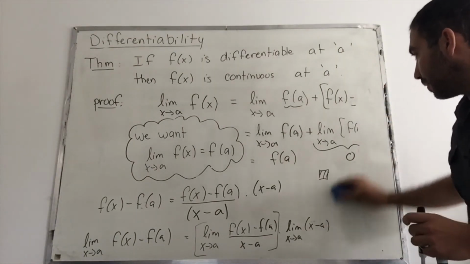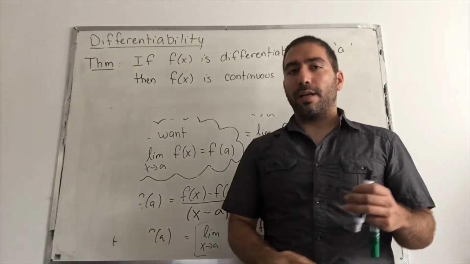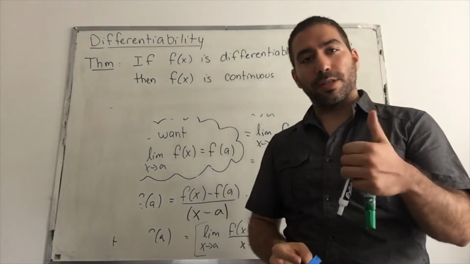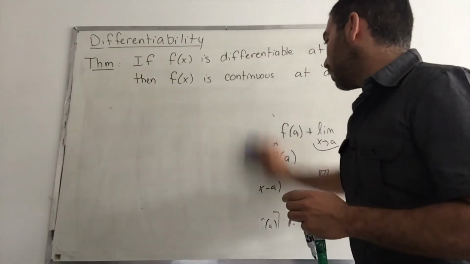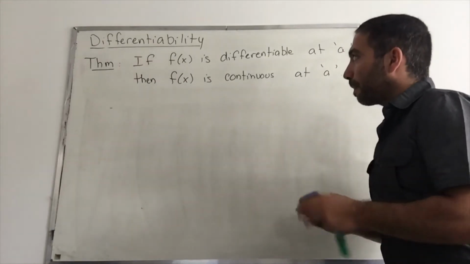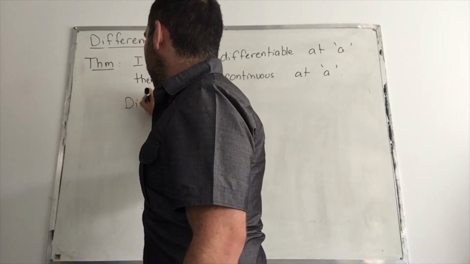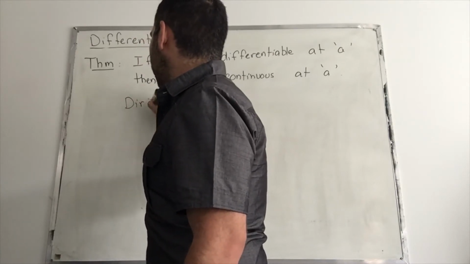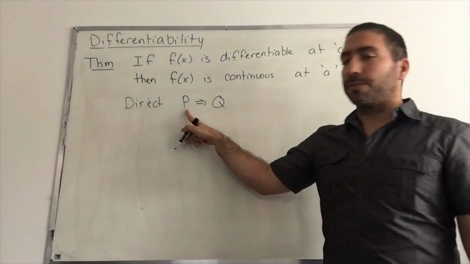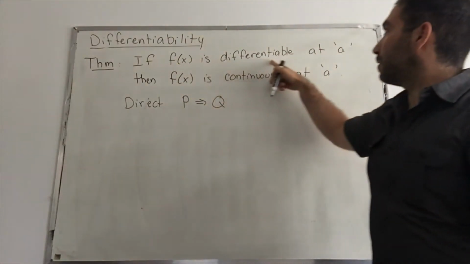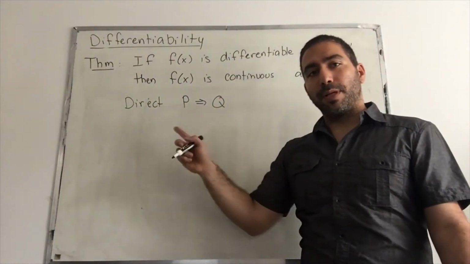It's always a good idea whenever you're giving a statement, this is called the direct statement, to look at what's known as the contrapositive and the converse statement. So let's look at those. This is the direct statement. So direct, we could think of it as P implies Q. This is your first statement, which is if f of x is differentiable, so differentiability implies our conclusion was continuity. P implies Q.